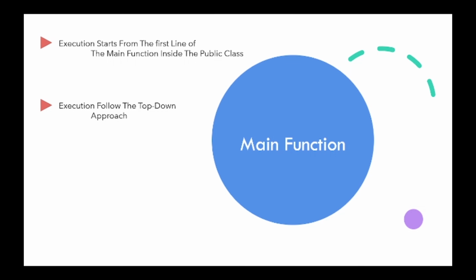So guys, the execution starts from the first line of the main function inside the public class, and the execution also follows the top-down approach. We will also have an explanation of these lines, but just wait for a while.